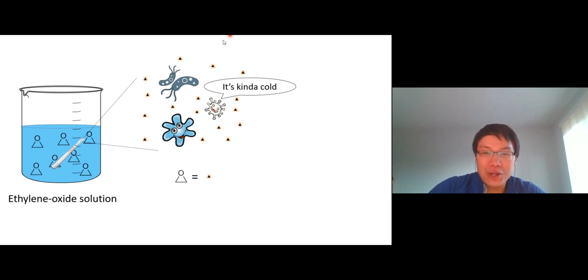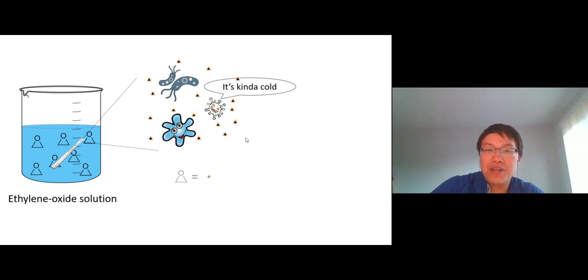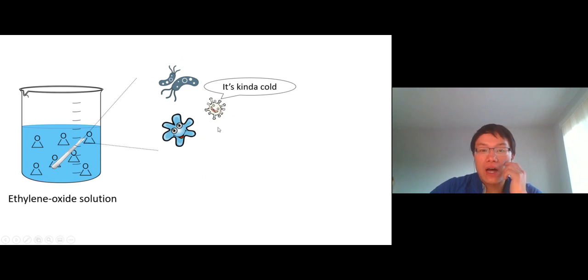Well, here's the thing though: this is a solution, and everything is floating in the solution, while the inside of the bacteria doesn't have ethylene oxide in it. What's going to happen? Kind of like osmosis, it would diffuse to the inside of the cell, the cell of this bacteria. Let's take a look at inside the cell.